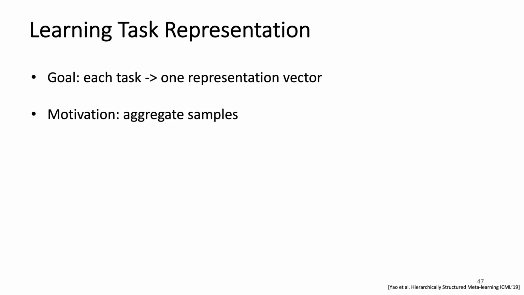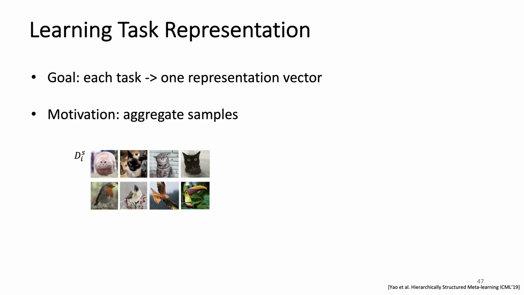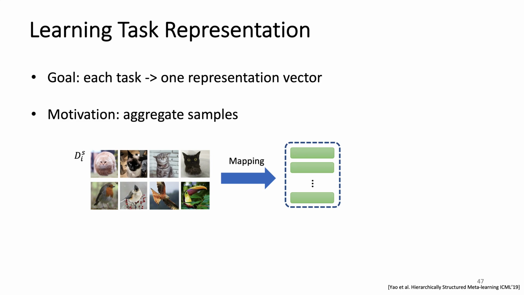Our motivation is to aggregate all the samples in the support set, because when each task comes in, we know its support set. So we aggregate these samples in the support set to get its final representation. Here for task i, the support set has 8 images, and we have a mapping function to map them to a new space. Then we design an aggregator to aggregate all these samples into a new vector.